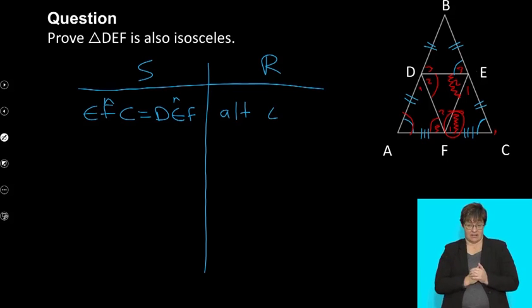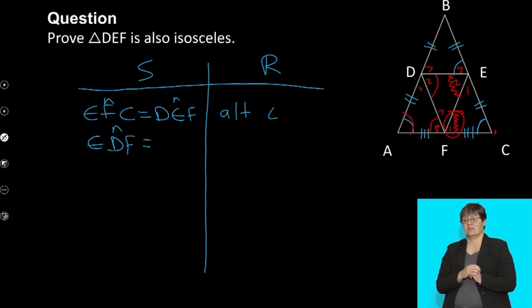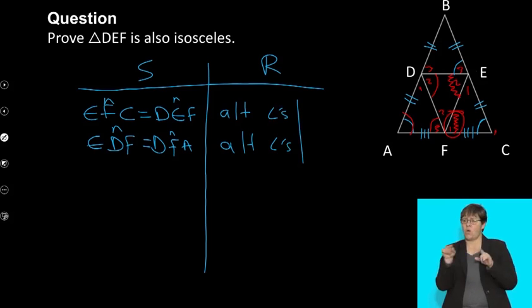And then I also know that the angle EDF is equal to the angle DFA, right? Also because of alternate angles, right? So just remember to always indicate which lines are parallel. The lines that we are trying to use here will be DE is parallel to AC, right?